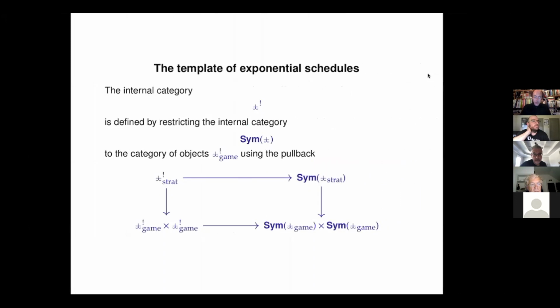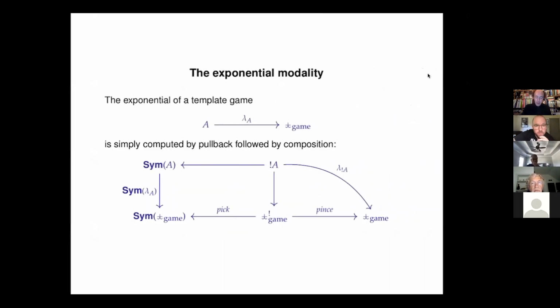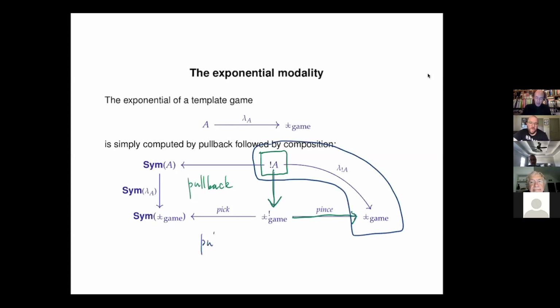And so just using that, we can deduce a template for the exponential, which is just obtained by restricting the template to that subcategory. Okay, and this can be done in a very neat way categorically. And then we have again two functors, pick and pinch here, that will enable us to define a bang of A by a pullback, which defines this map, followed by composition. And so the template game bang of A is defined just by a pullback plus composition. And by the way, this is really some kind of bifibrational property. This is a pull, and this is a push here. So it's really defined by pull and push.